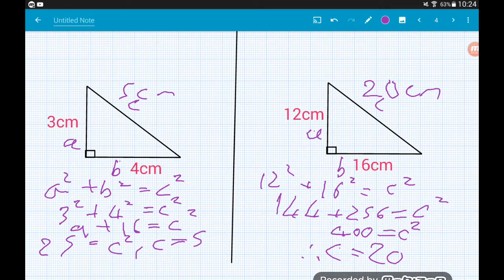Now this doesn't always happen, and in fact in most questions you don't end up with nice whole number solutions, so we do need to bust out our calculator. That's what we're going to take a look at next.